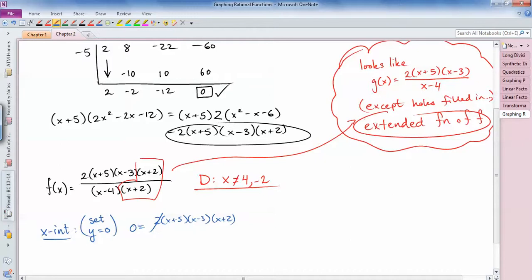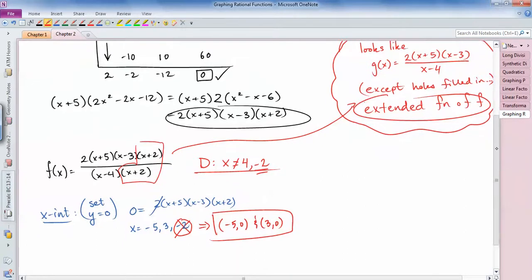Then I know my zeros are going to be when x is -5, when x is 3, or when x is -2, which is almost right, except this one doesn't count because it's not in my domain in the first place. So my x-intercepts are really going to be (-5, 0) and (3, 0).